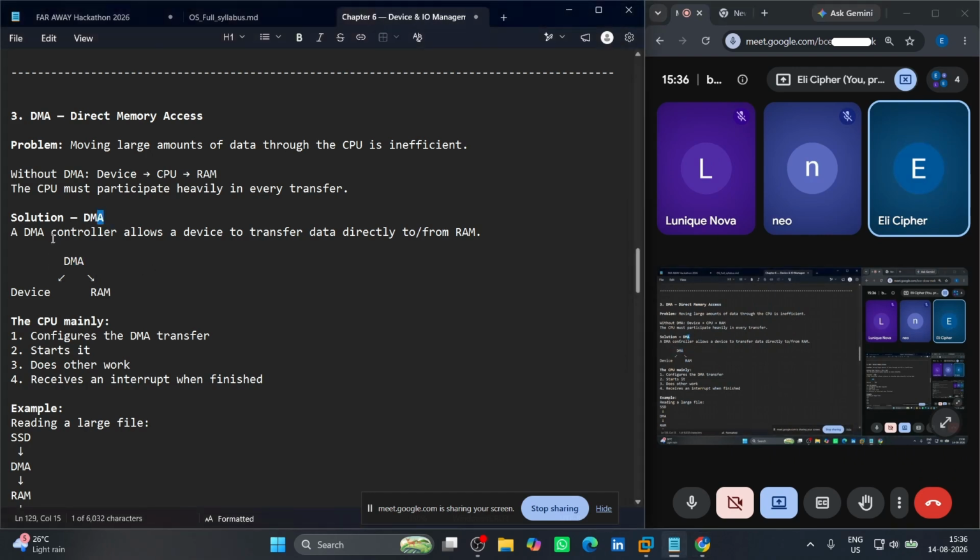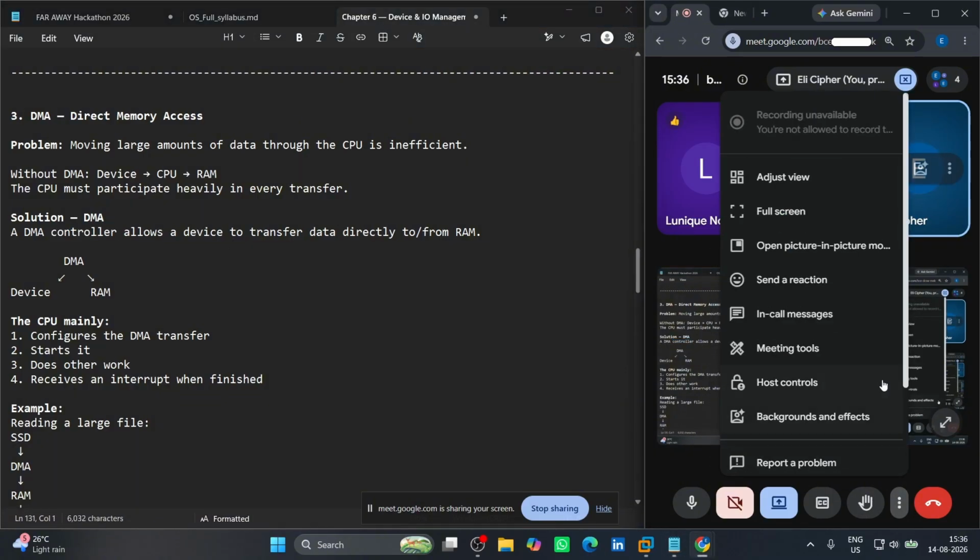So yeah, did you get it, Neo and Unique, what DMA actually is, or do I have to explain it in much easier language? Okay, Neo, did you get it?